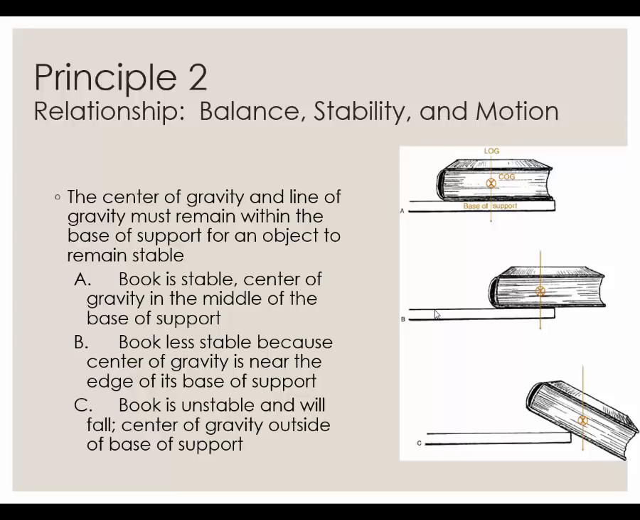Principle 2: the center of gravity and line of gravity must remain within the base of support for an object to remain stable. So we talked about the girl who shifted all of her weight to the left side. Even though she was still on her tippy toes, what if she took that right foot off and kept leaning towards the left? Eventually, this is going to happen. The line of gravity will move off of that base of support. In this case, the more you move that book over, the center of gravity, or the center of this book's weight, is going to go off of its base of support.